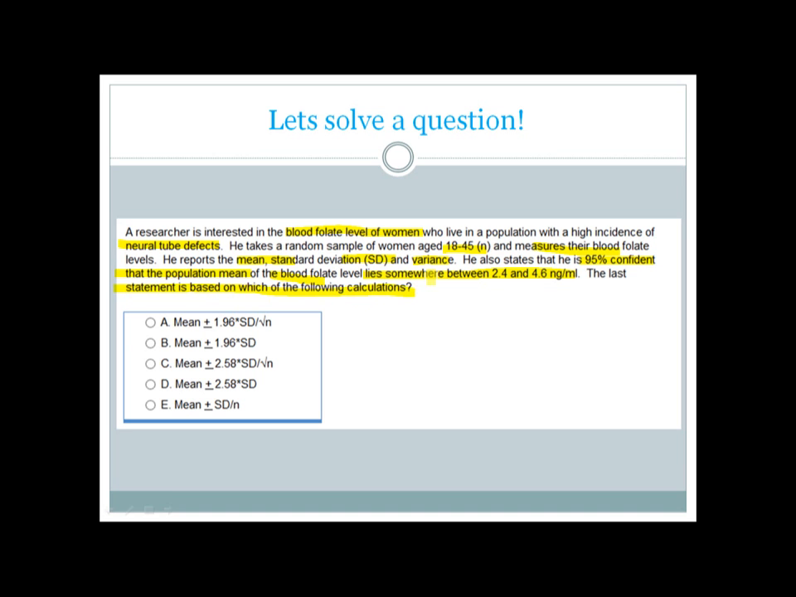So here the question is asking for the relationship between the confidence interval, which is the 95% confidence interval, and how we can calculate it. So we can get the 95% confidence interval by this calculation, which is option A. So 95% confidence interval should be calculated as mean plus minus 1.96, which is the z-score, into standard deviation divided by root over n. So I think that's a very easy question.